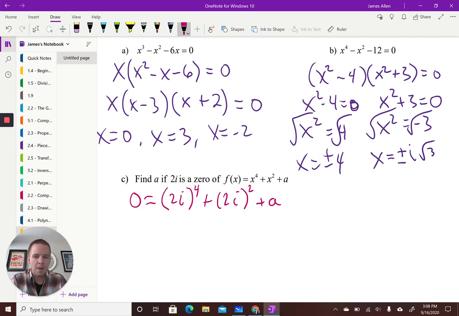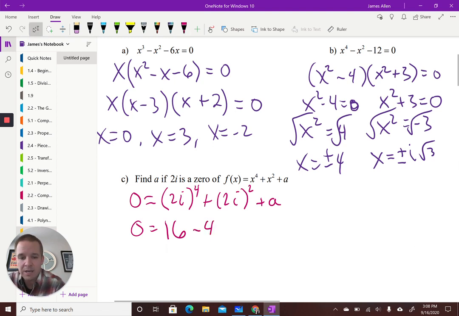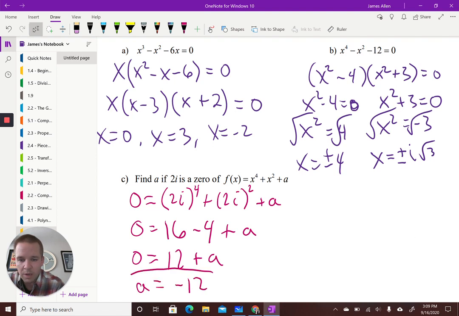Now I've got to remember my properties with i. So i to the fourth is just 1, and 2 to the fourth is 16. So this becomes 16. And then 2 squared is 4, but i squared is negative 1. So this becomes negative 4 plus a. And that equals, let's see here, 12 plus a. So a is going to be negative 12. I love it. All right.